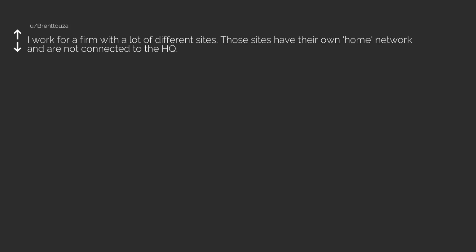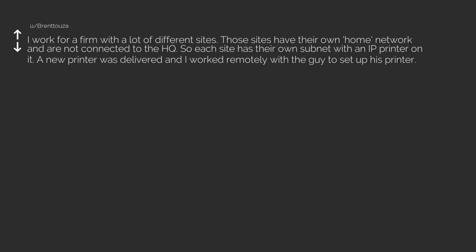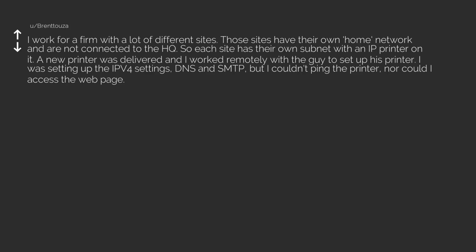Next. I work for a firm with a lot of different sites. Those sites have their own home network and are not connected to the HQ. So each site has their own subnet with an IP printer on it. A new printer was delivered and I worked remotely with the guy to set up his printer. I was setting up the IPv4 settings, DNS and SMTP, but I couldn't ping the printer, nor could I access the web page. Me, are you sure this printer has a network cable? Guy, I'm gonna check.